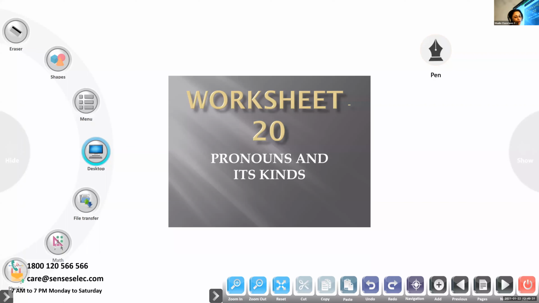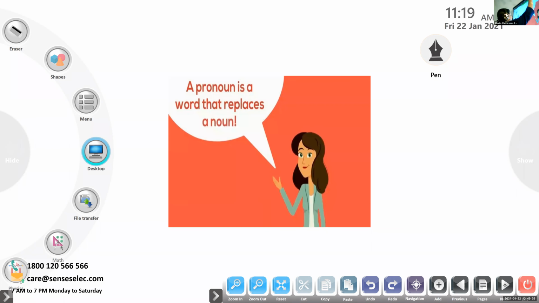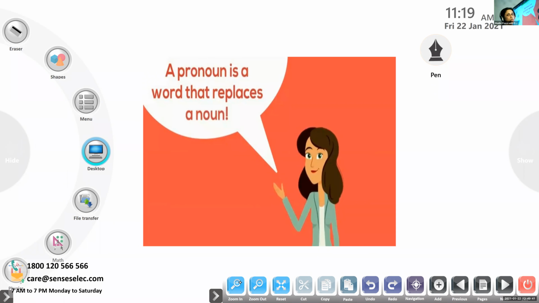So we are in pronoun and its kind. I want all of you to open your book to page number 36. Keep your pencils in your hand. We know that a pronoun is a word that replaces a noun. Keep it in your mind, don't forget. A pronoun is a word that replaces. Replaces means used instead of a noun. Clear? Used instead of a noun in order to avoid its repetition.